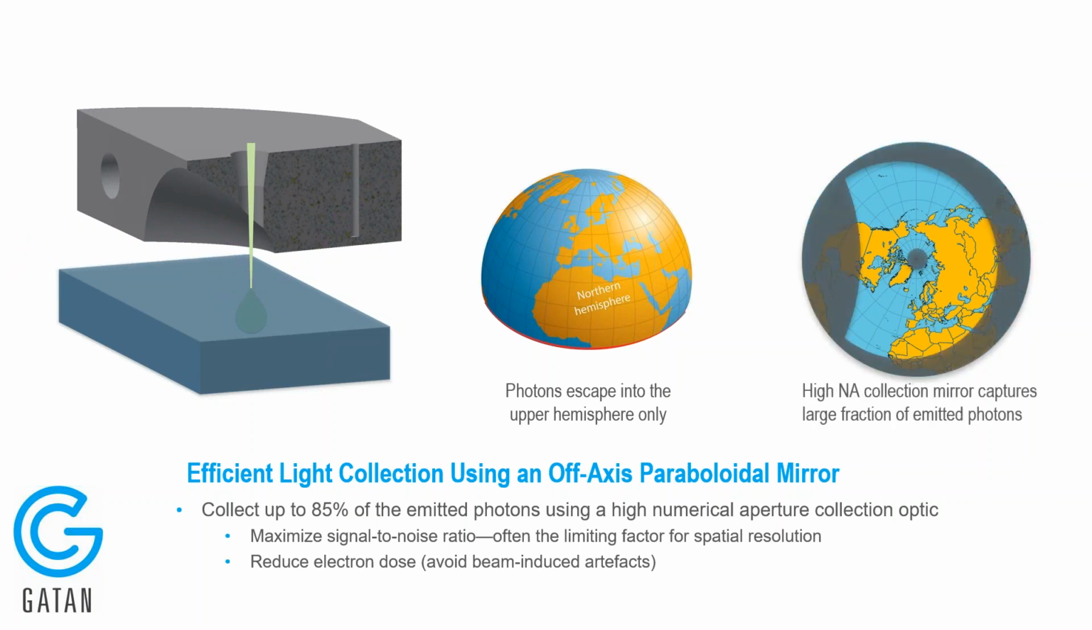In the latest generation of spectroscopic CL detectors, for example, the Monarch system, we can collect something like 85% of the emitted photons using a high numerical aperture collection optic. I've indicated on the map on the right-hand side, where I've shaded out the regions of that angular space in the northern hemisphere, which we can't collect. But this is sufficient that we can collect up to 80–85% of the photons emitted from a Lambertian emitter. So this allows us to maximize signal-to-noise ratio, which is really important, remember, for getting the sharpest images. And it also allows us to reduce electron dose so we can avoid beam-induced artifacts.